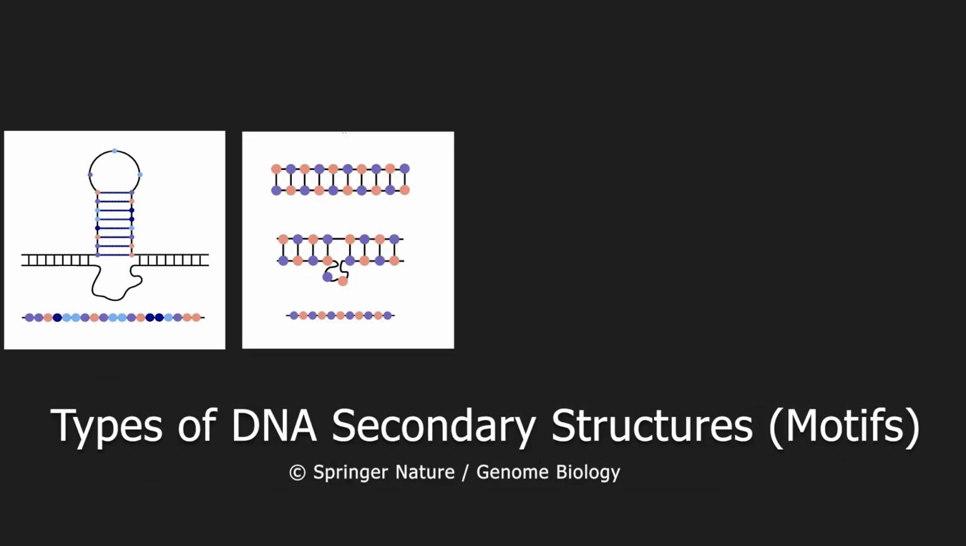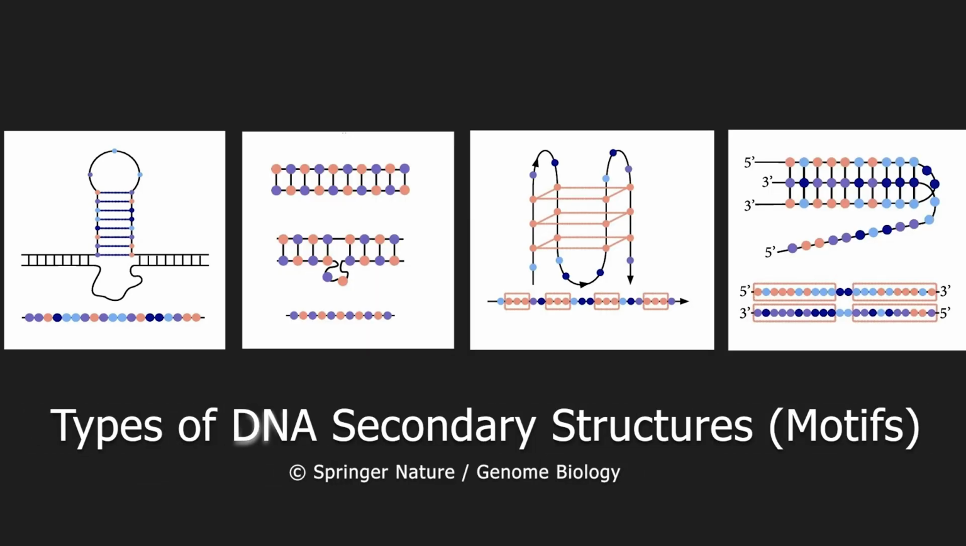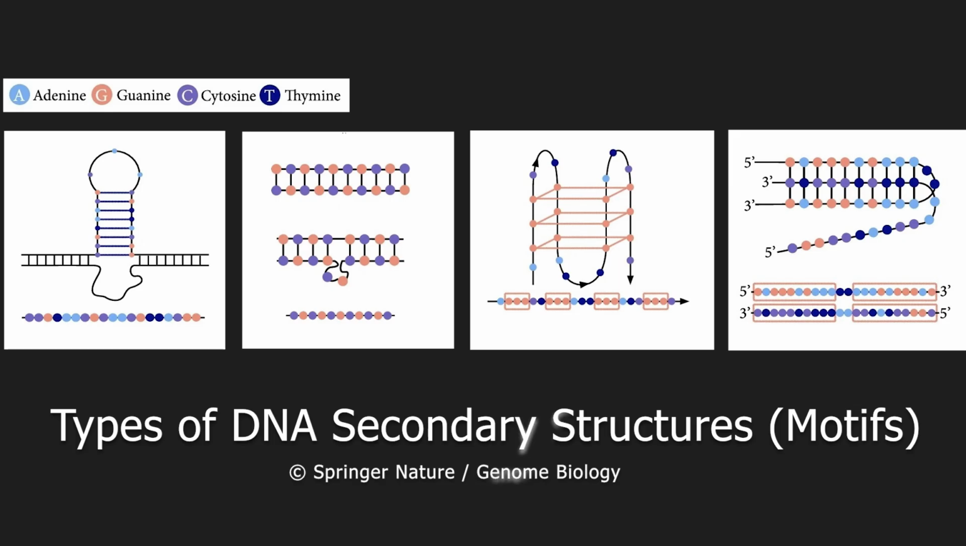Problem number 4 is DNA motifs. We know that certain patterns of DNA sequence can form secondary structures. Enzymes within the cells may recognize these structures, cut them, bind to them, or degrade them.